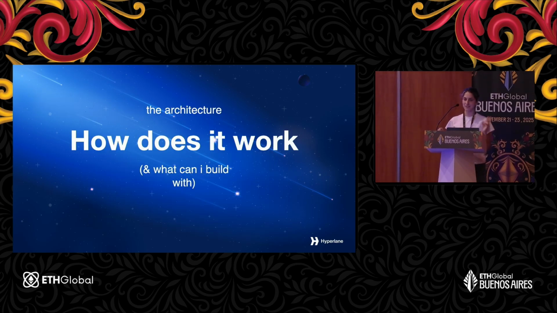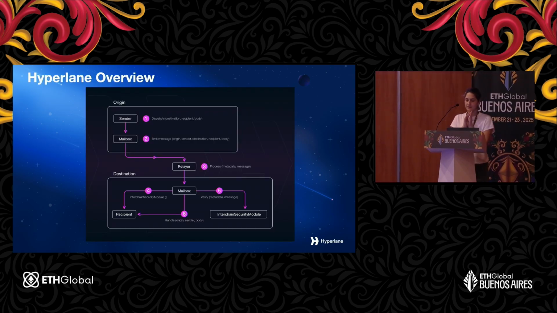And the architecture. I mentioned mailbox, relayer, and validators. How does this actually fit in, and what can I build with it, is probably the question most people have. So the Hyperlane architecture overview is basically the origin and destination. Think two chains, let's say Base and Ethereum mainnet, to make it a bit more concrete. You have the mailbox contract deployed on these chains. Basically, the mailbox is your interface into a new chain.